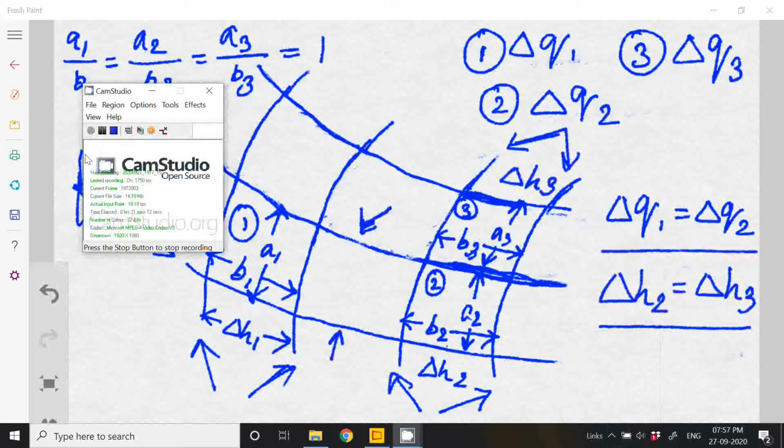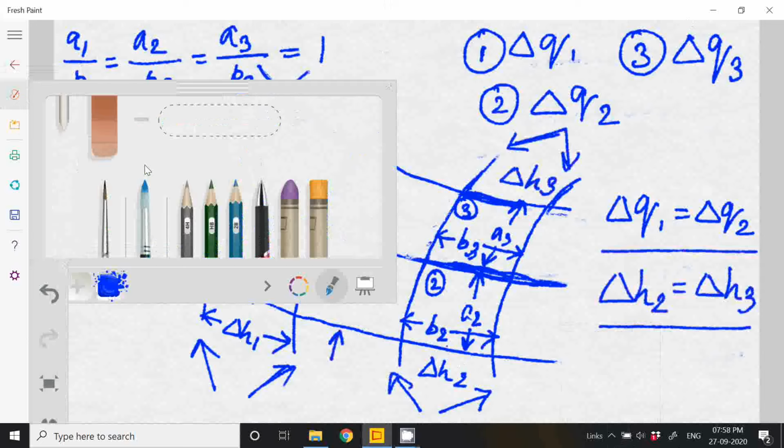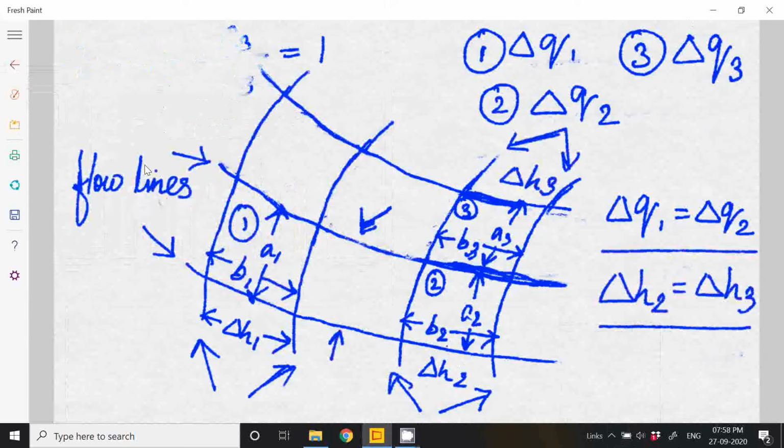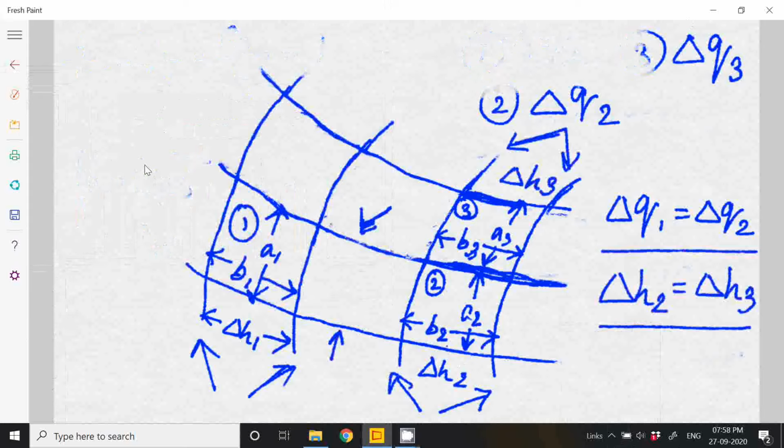Now let us get back to the most important part of our analysis. For that, let me erase this part and make some space. I want to do the analysis here itself.